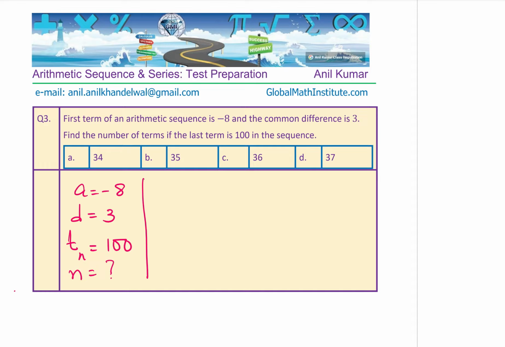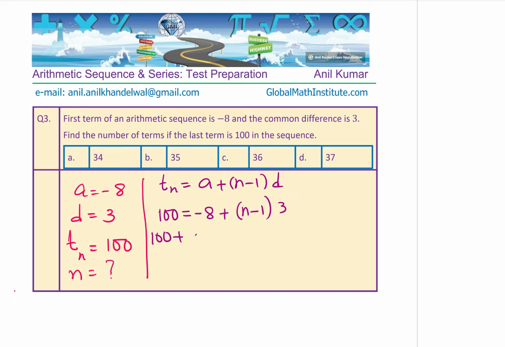Well, again, direct application of formula, right? So Tn is a plus n minus 1 times d. We're given the nth term, which is 100 for us. We know the first term, which is minus 8. We don't know what n is, but we know what d is, right? Now we can solve this.